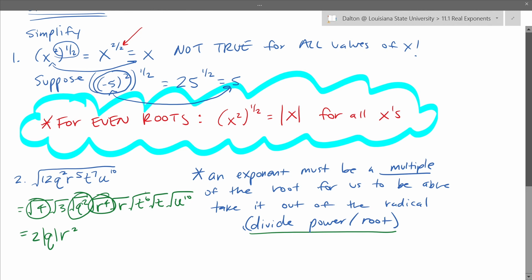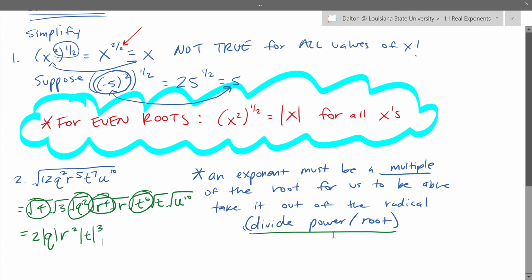The square root of t to the 6th is going to be t cubed. That is going to be another place where I want to take the absolute value of t and then cube it. Because if t happened to be negative, then a negative times a negative times a negative could give me a negative number. And again, I can't take square roots of negatives right now because we're dealing with just the real numbers. Square root of t is not a square number, so I'm going to move on.